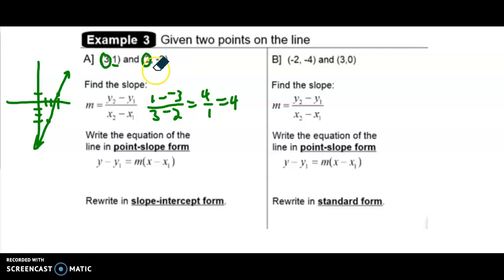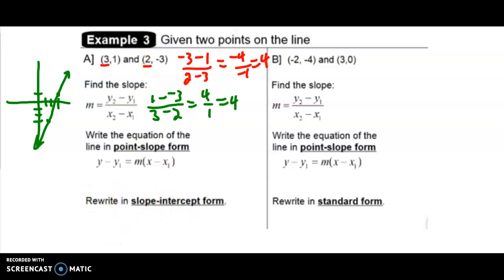If you would have gone the other way, guys, don't worry about which order you pick the points. You'll get the same answer. If I would have, instead of doing 1 minus -3, maybe I do -3 minus 1. The only difference is now, since I started with this point for my y's, I start with this point for my x's as well. And I'll take 2 minus this x of 3. So that gives me -4 over -1. Well, that's still 4. Okay, so we get the slope of 4.